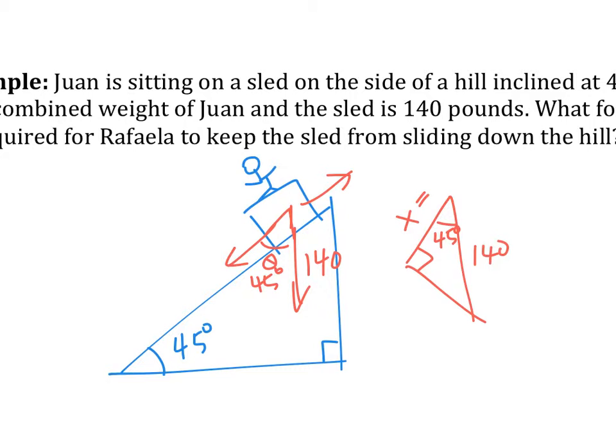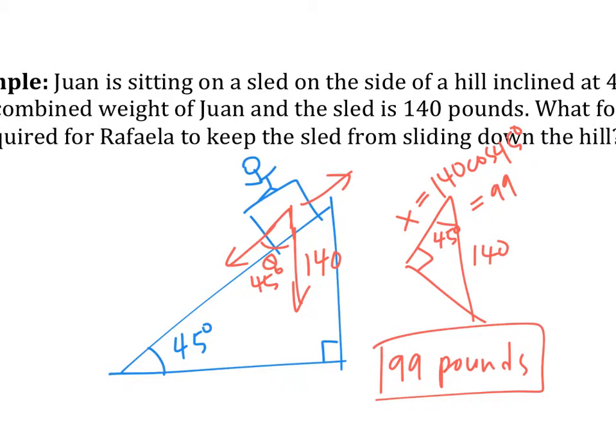Cosine 45. Yeah, so 140 cosine 45, which is what? 99. If you use sine, it gives you the same answer. Sine would be this one. Oh yeah, so that would not be where Rafaela is. Okay, so the answer is 99 pounds, I guess. Huh? No? Is it wrong? Oh, okay. Yeah. All right, so that's how you solve this kind of problem.